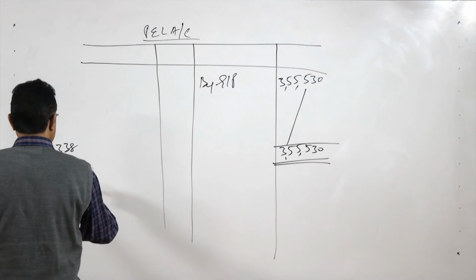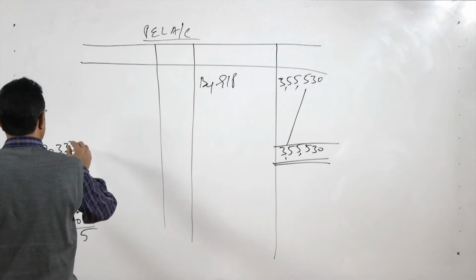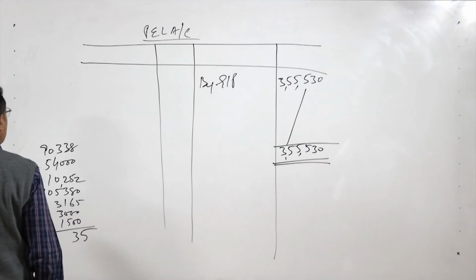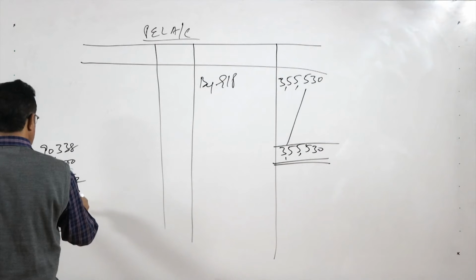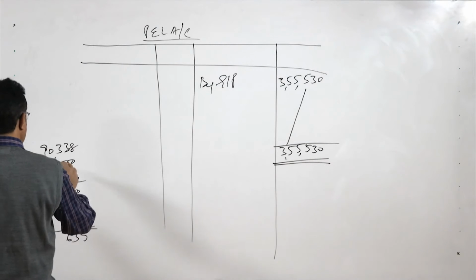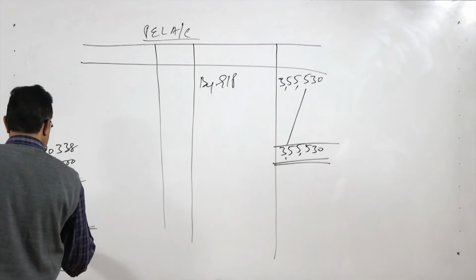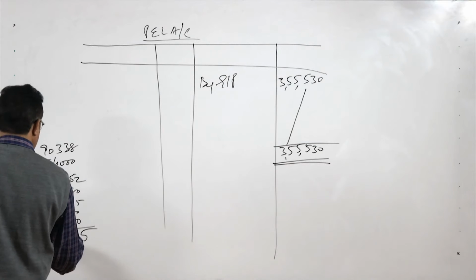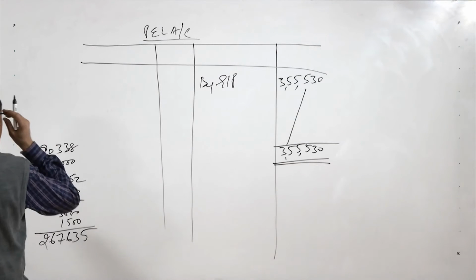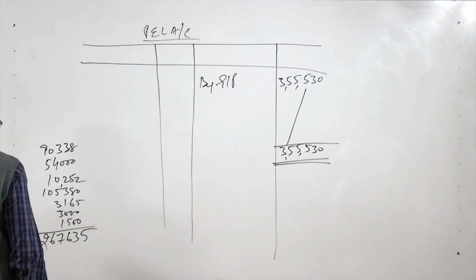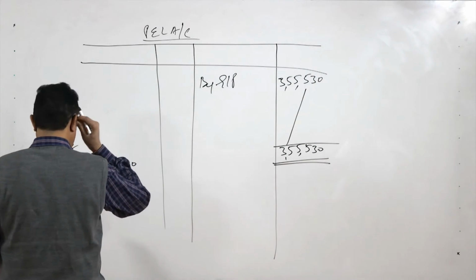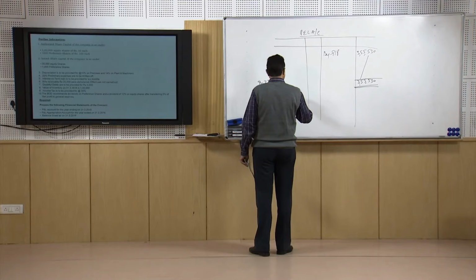Adding these up, the total comes to 2,67,635. So the total of the credit side is 3,55,530 and the total of the expense side is 2,67,635.